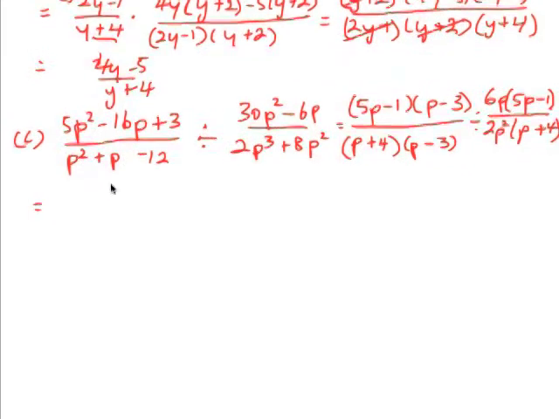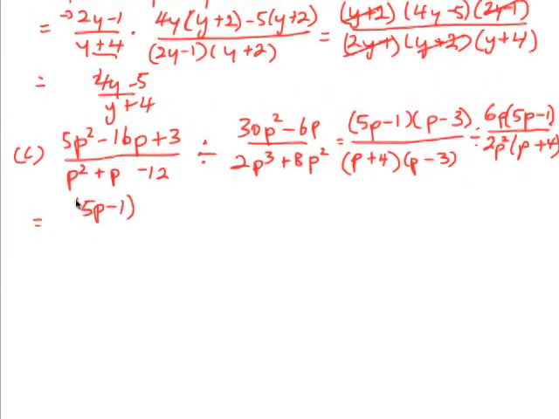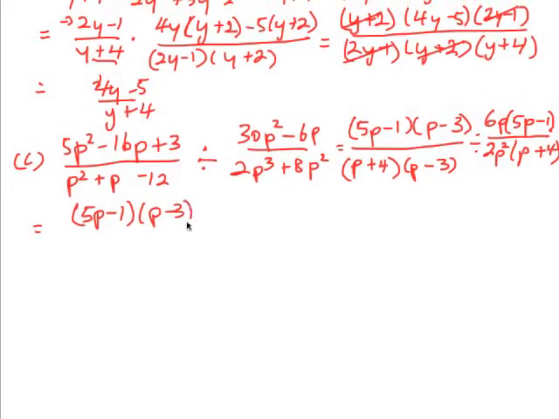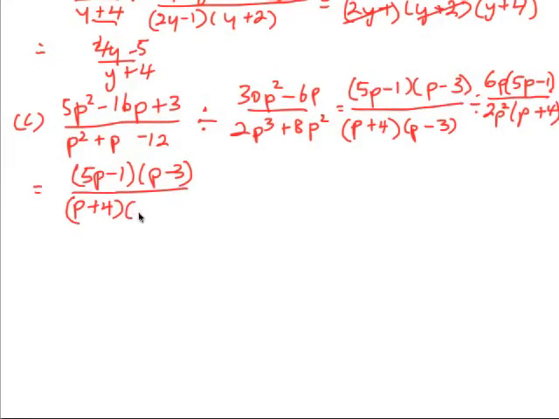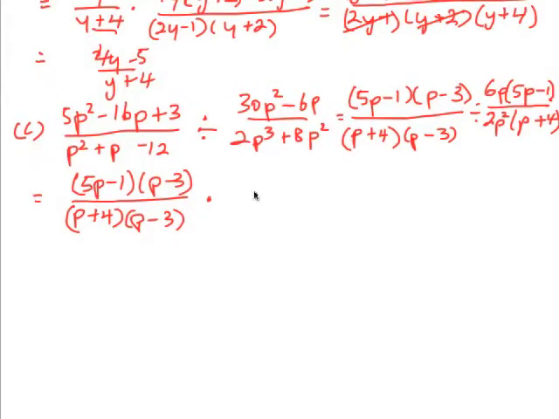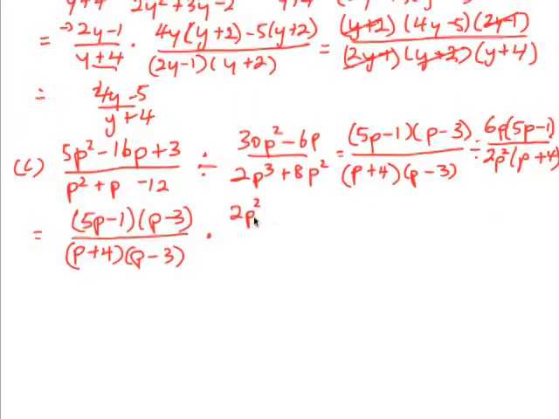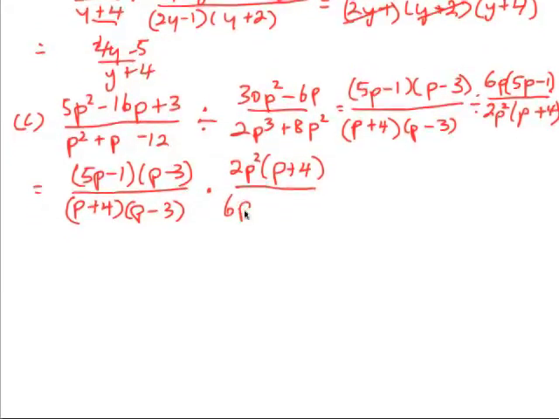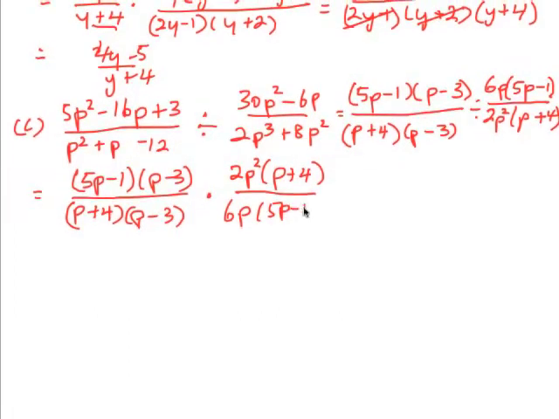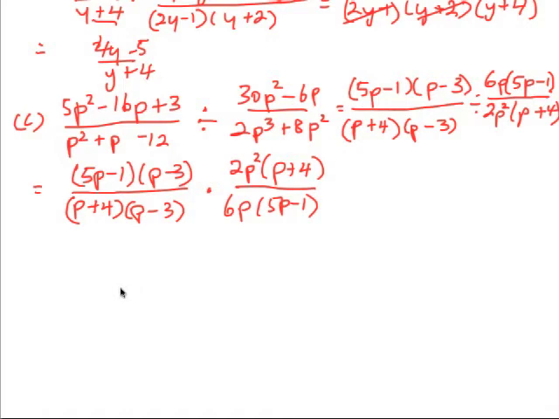Okay, so now since this is a divide, what we'd have is 5p subtract 1 by p subtract 3 over p plus 4 by p subtract 3. Now times by, we invert it, 2p squared by p plus 4 over 6p by 5p subtract 1. Alright, now what we can do here, of course, is p plus 4 is in both the top and the bottom now. P minus 3 is in both the top and the bottom. And 5p subtract 1 is both in the top and the bottom.